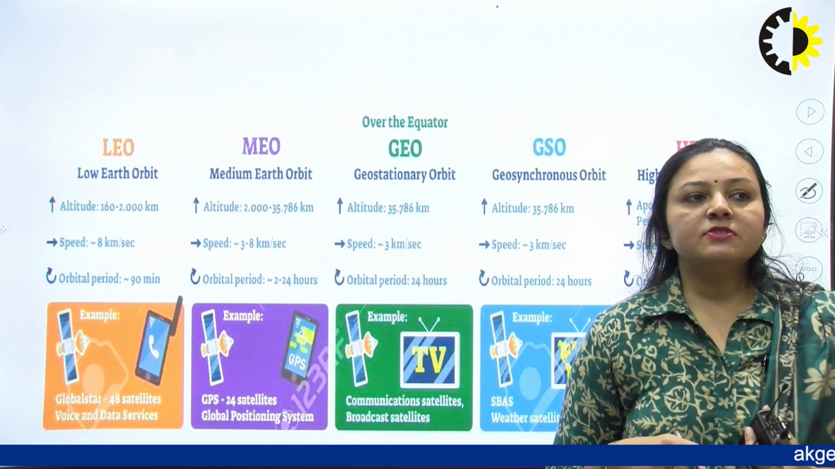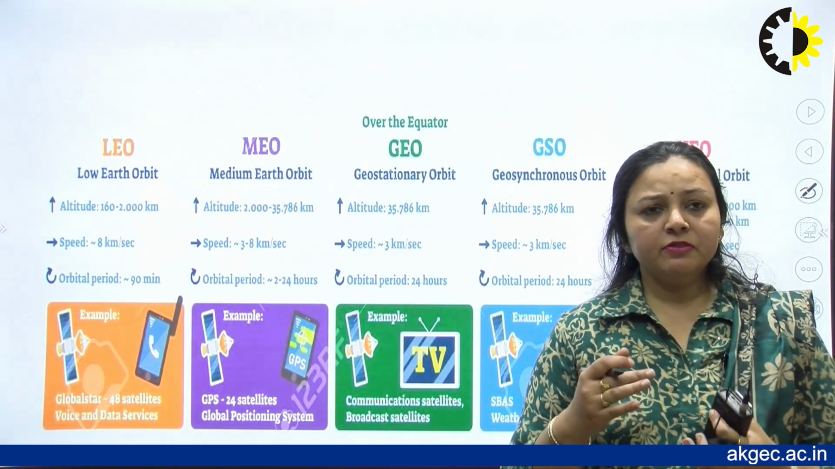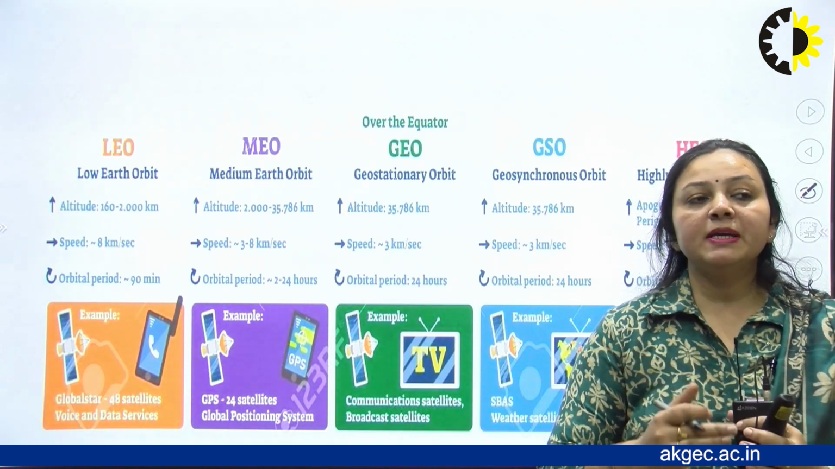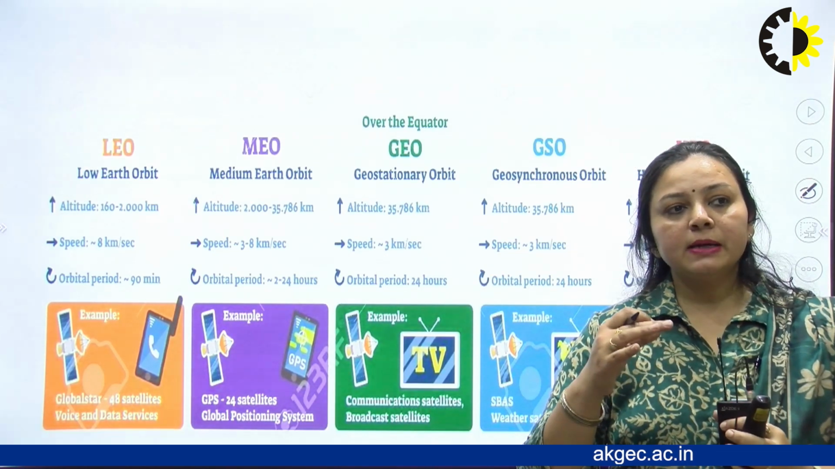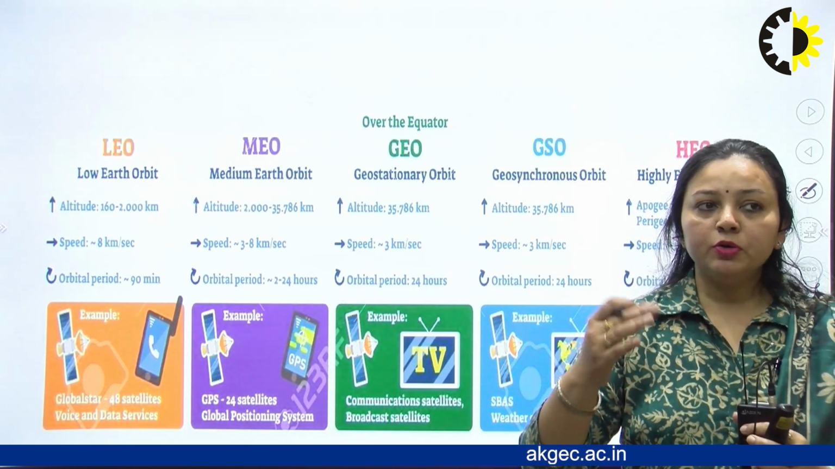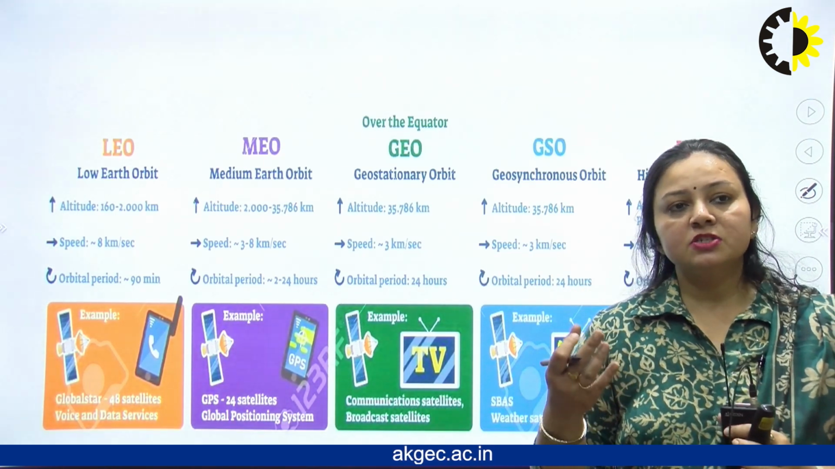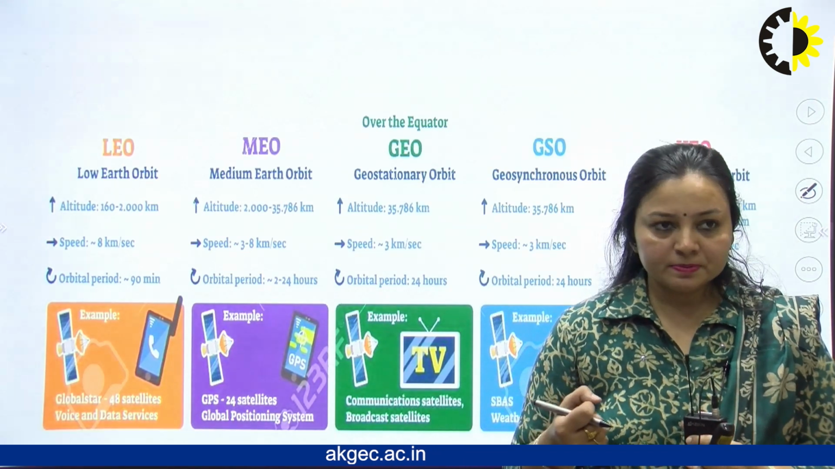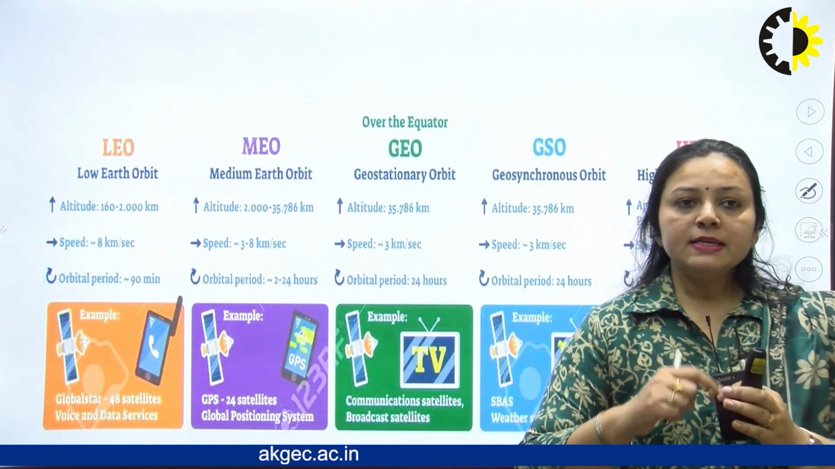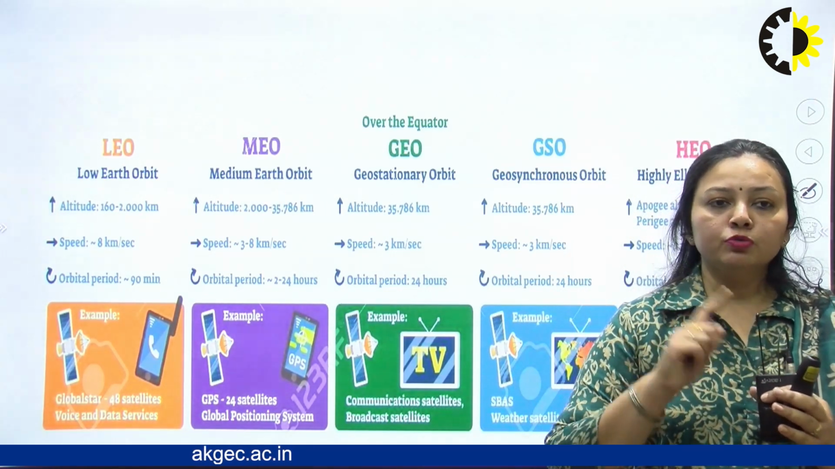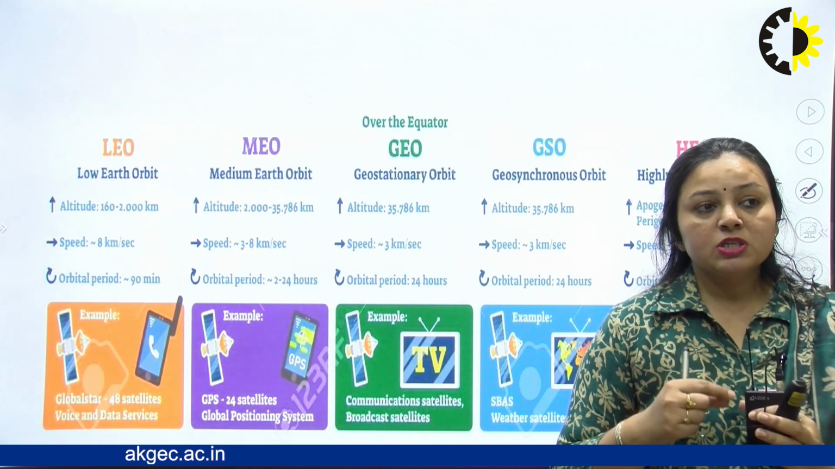So, first one is the low Earth orbit. These orbits are differentiated based on their altitudes. If I say about 2000 kilometer, I have a low Earth orbit. If I go beyond it, we have medium Earth orbit. Then we have geostationary, or we can say geosynchronous orbit. At these orbits, the satellite will move at different speed. So, the speed is varying.